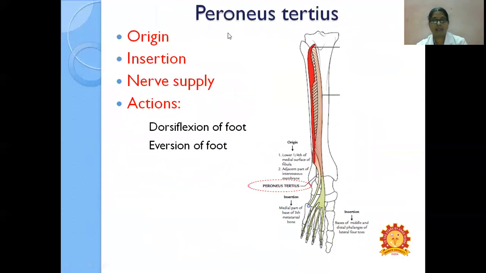Then the last muscle is the peroneus tertius. Its origin is from the lower 1/4 of the medial surface of the fibula and the adjacent part of the interosseous membrane. The muscle gets inserted into the medial part of the base of the fifth metatarsal bone. Nerve supply as usual, deep peroneal nerve, and action is dorsiflexion of the foot and eversion of the foot.